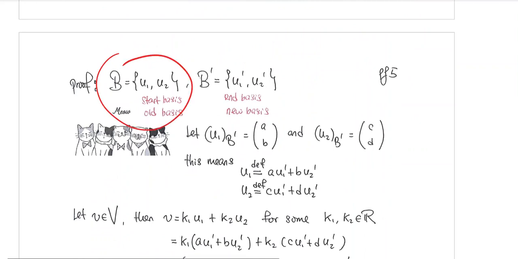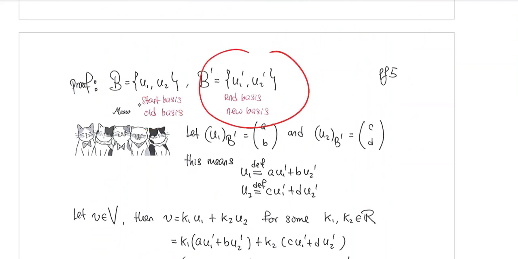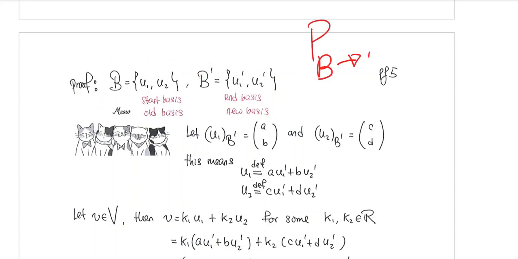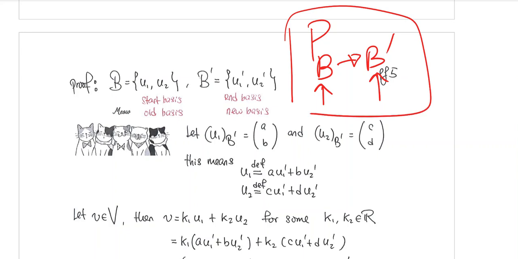Again, you have two bases. Sometimes you call this the starting basis, or the old basis, if you are trying to compute the transition matrix from B to B prime. And this is the end basis, or new basis. Some books use notation like that, so I'm just writing it down so that you know. Okay, so let's do the computation.